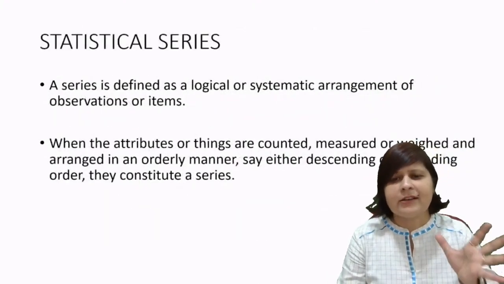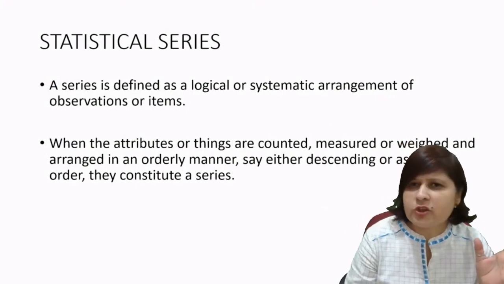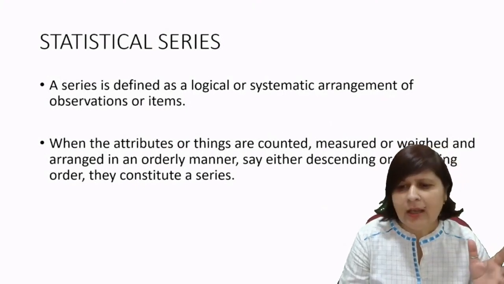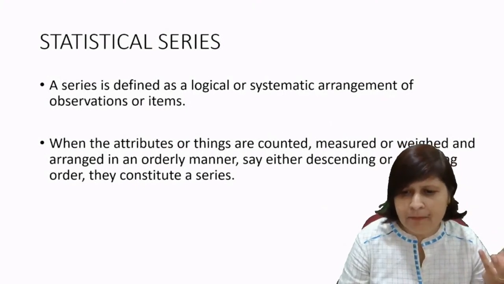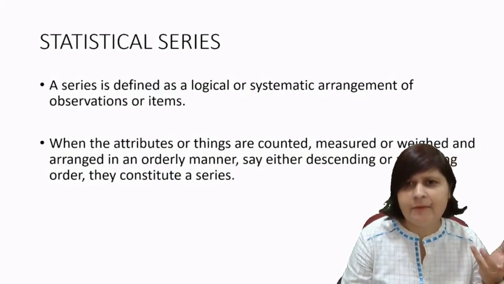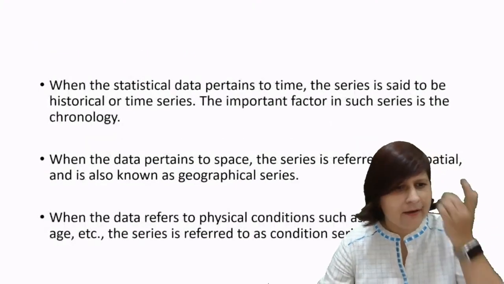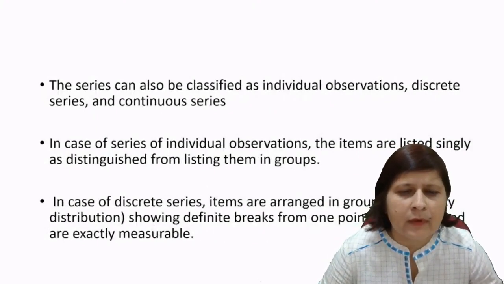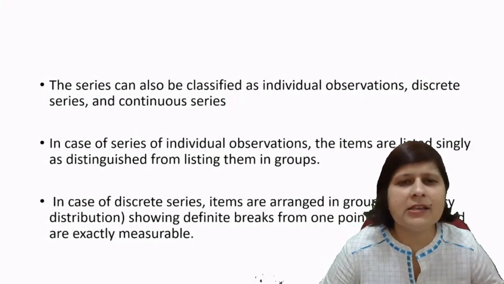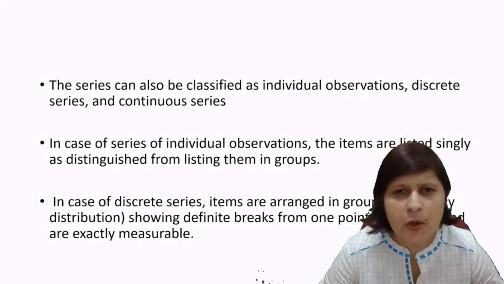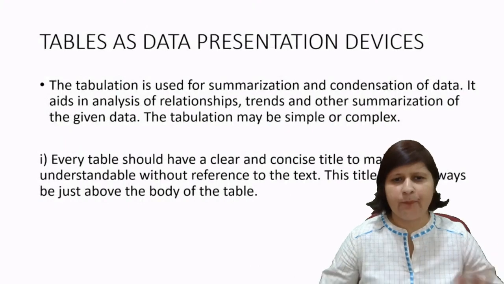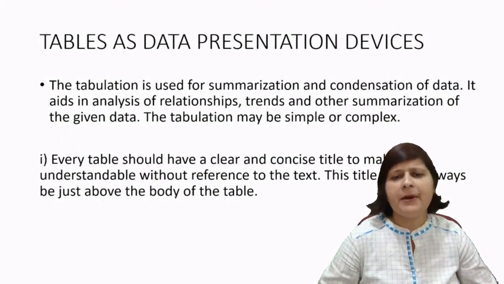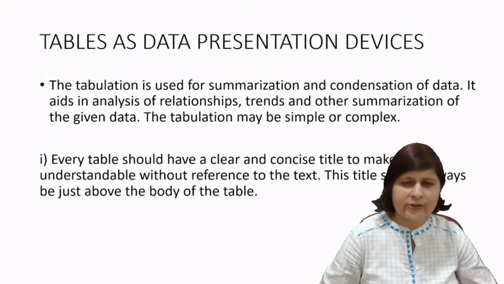Statistical series. Statistical series is a systematic arrangement of observations, and it could be measured either in ascending or descending order, right? These series could be classified as individual observation, discrete series or continuous series, right? Now, table as a data presentation device.